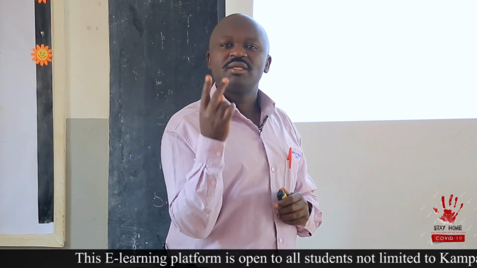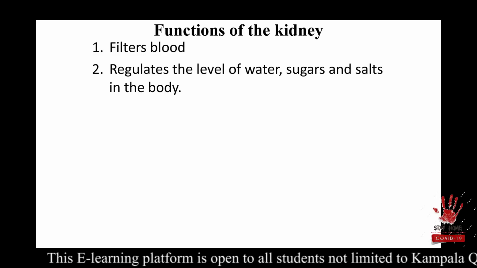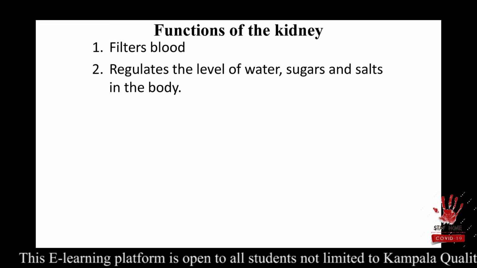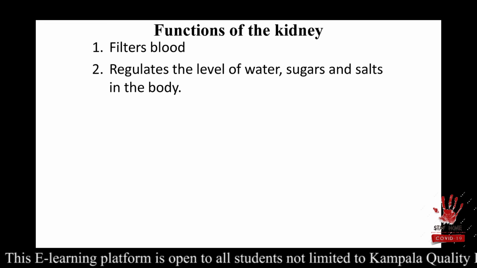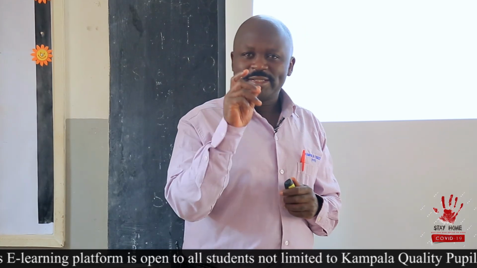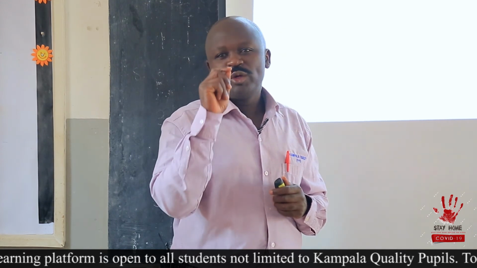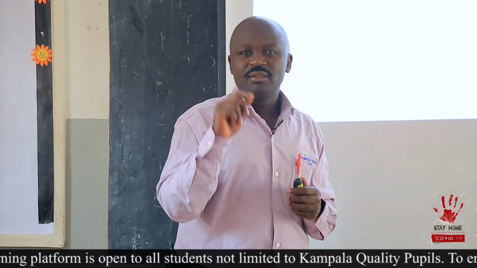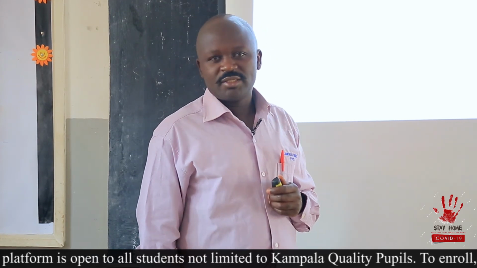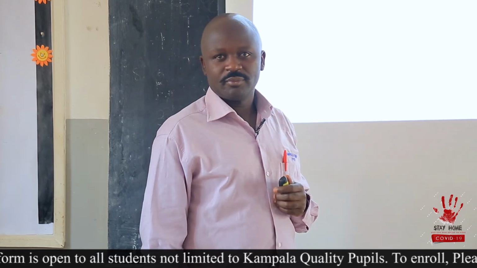And they are summarized into two versions. And we shall begin with filtering blood, or you can say it filters blood. Yes. Who can tell us from the parts of the kidney that we have seen, which part of the kidney allows filtration of blood? Yes. What is the answer? Good. It is the cortex.